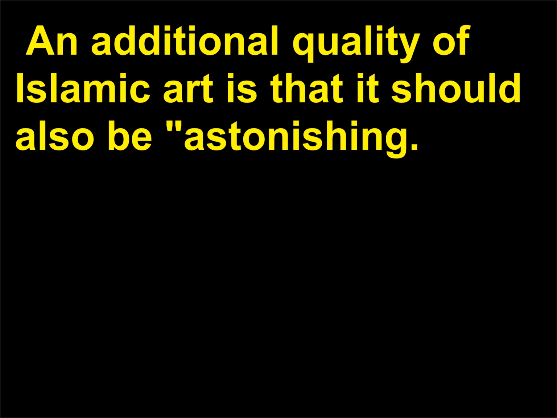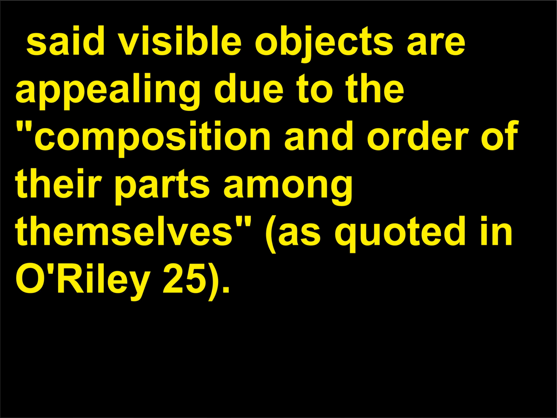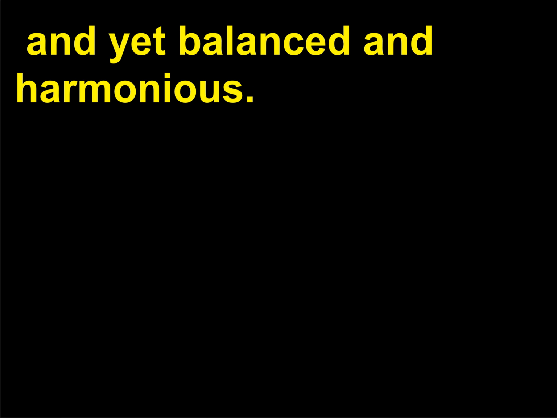An additional quality of Islamic art is that it should also be astonishing. The medieval philosopher Ibn al-Haytham, known in the West as Alhazen, said visible objects are appealing due to the composition and order of their parts among themselves, as quoted in O'Reilly 25. This attitude towards beauty helps to explain why Islamic art is often so intricate and detailed, and yet balanced and harmonious.